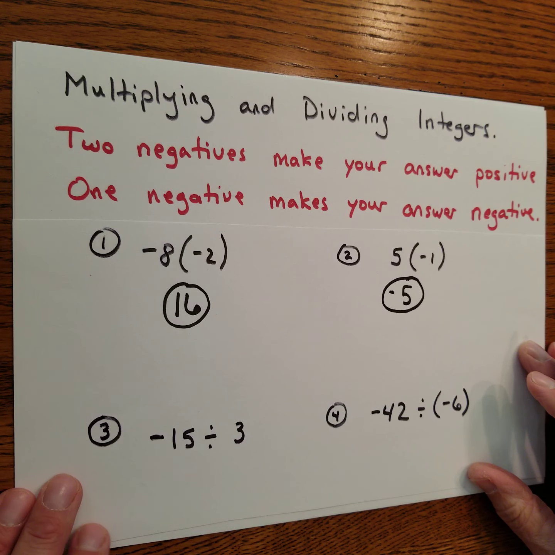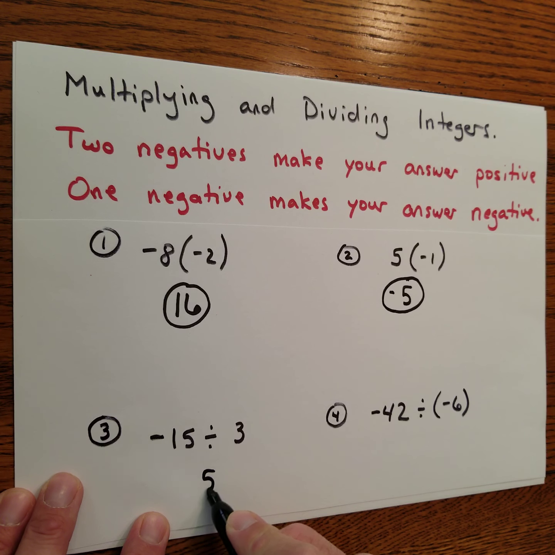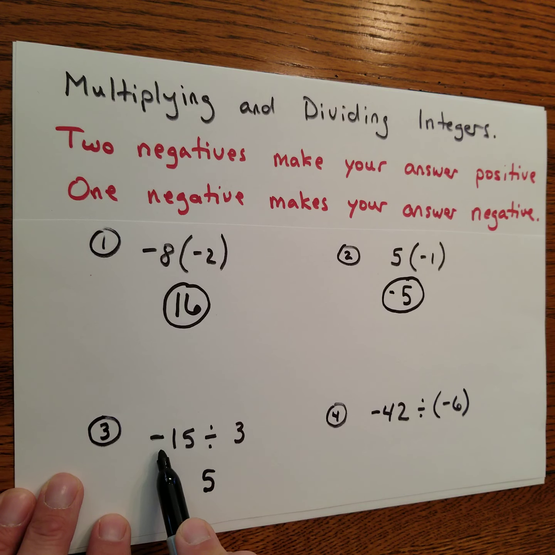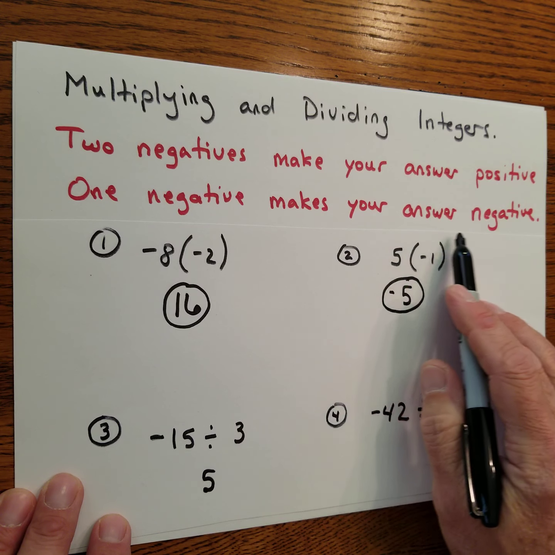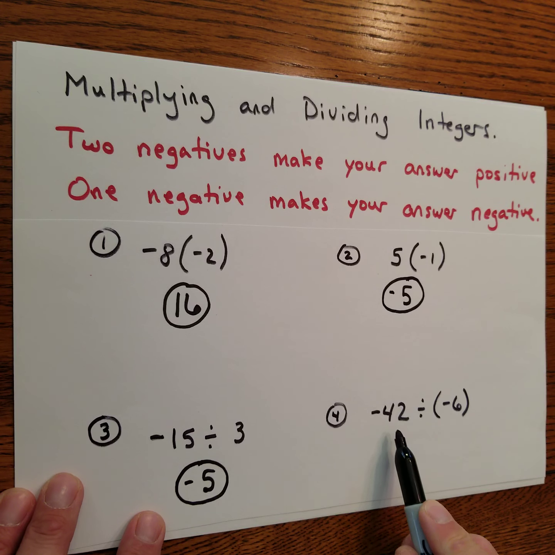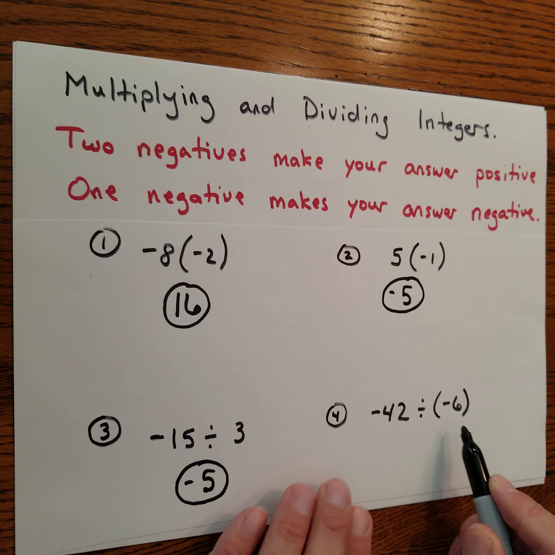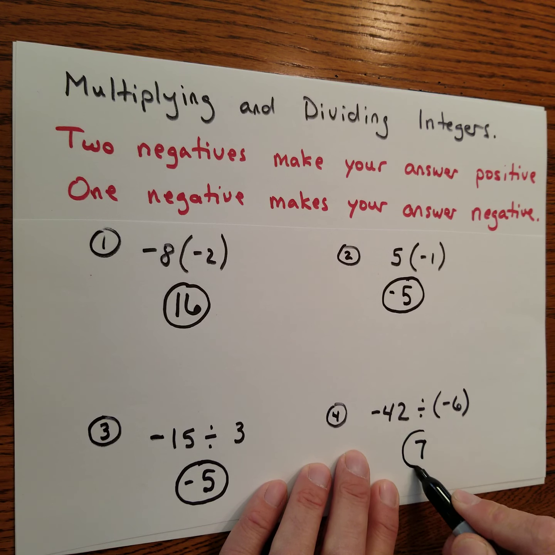Division rules work the same as multiplication rules. I know that 15 divided by 3 is 5, but I'm dividing with one negative. And when I divide with one negative, it makes my answer negative. When I divide with two negatives, my answer will be positive. 42 divided by 6 is 7. And when I divide with two negatives, I get a positive.